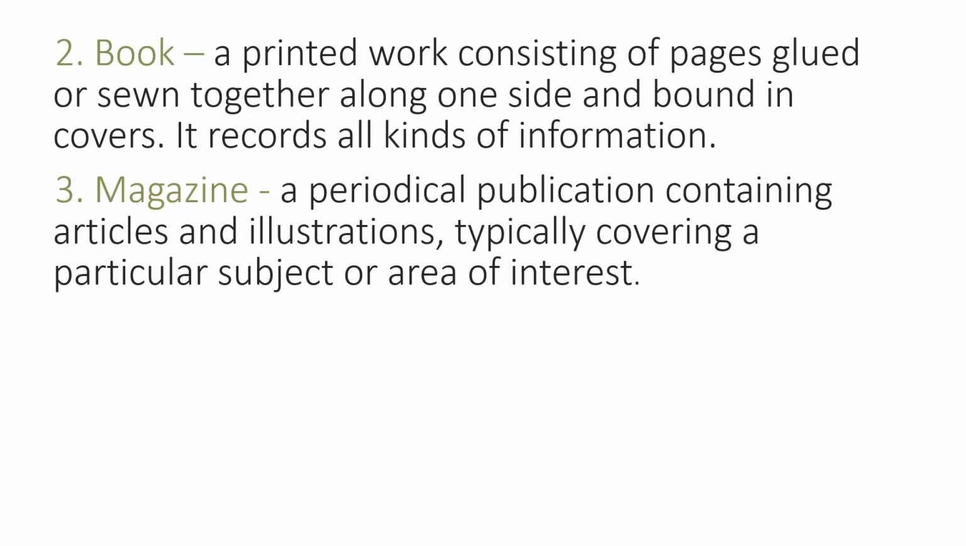Next, number 2, book. A book is a printed work consisting of pages glued or sewn together along one side and bound in covers. It records all kinds of information. Okay, remember that book records all kinds of information. Number 3, magazine. A magazine is a periodical publication containing articles and illustrations, typically covering a particular subject or area of interest. So that is the magazine.